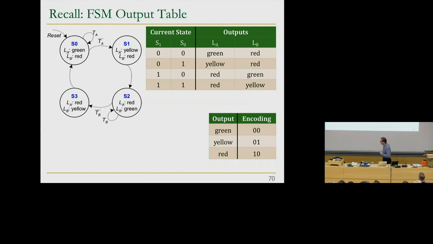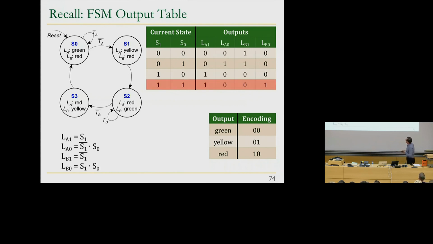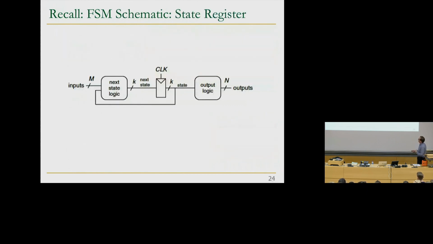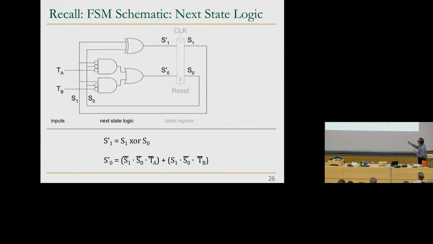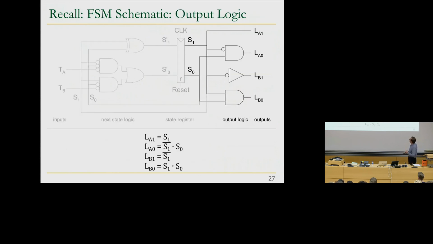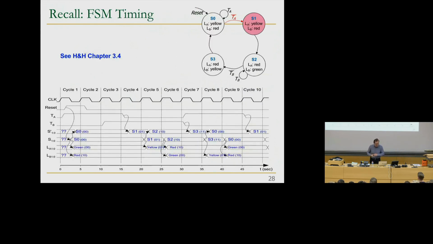And then we need to encode the outputs. I'm going to talk about that in a little bit. And then this is the logic we designed for the output logic. And then, if you remember, this is the finite state machine. Basically, we designed the output logic and the next state logic. We have a 2-bit state register. And this is our next state logic that we designed. And this is our output logic that we designed. Cool? That's a reminder. Basically, a very quick summary of the last lecture.